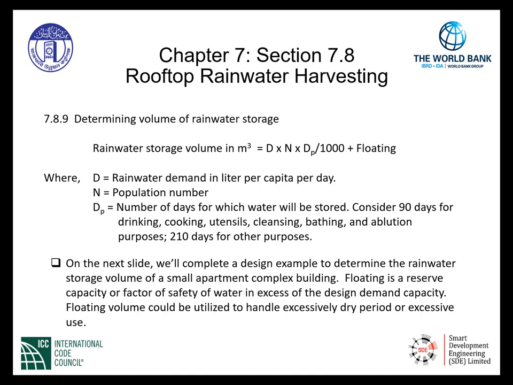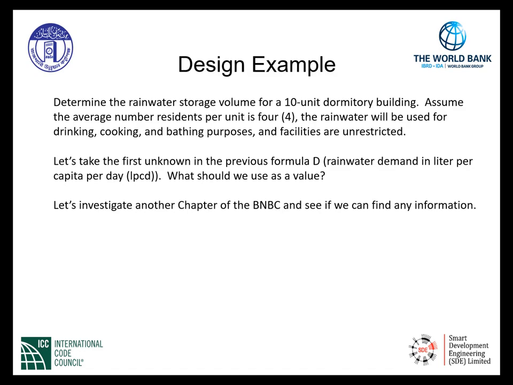Floating volume could be utilized to handle excessively dry periods or excessive use. A design example: determine the rainwater storage volume for a 10-unit dormitory building. Assume the average number of residents per unit is 4. The rainwater will be used for drinking, cooking, and bathing purposes, and facilities are unrestricted.